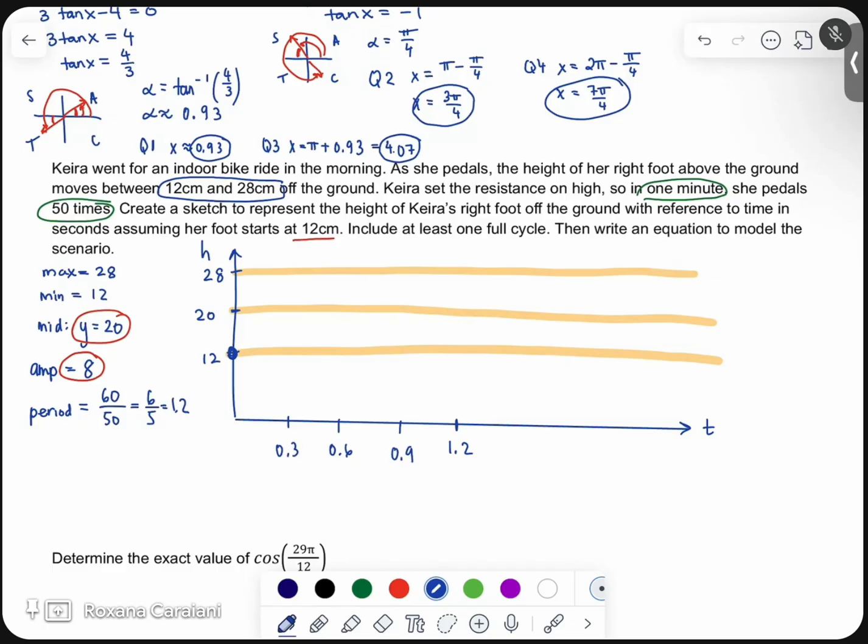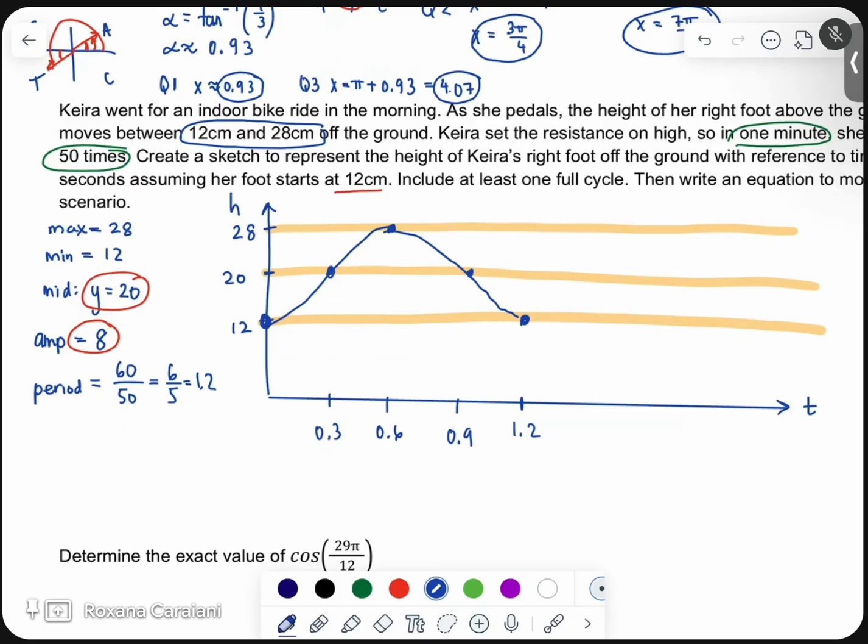And now that I've split it off, I know that the first cycle should end after 1.2 seconds, and now I'm just going to fill in the blanks to create that nice little wave. If I wanted to do another cycle, I could. Every key point is occurring every 0.3 seconds. So now I have a nice sketch. I just need to get that equation going.